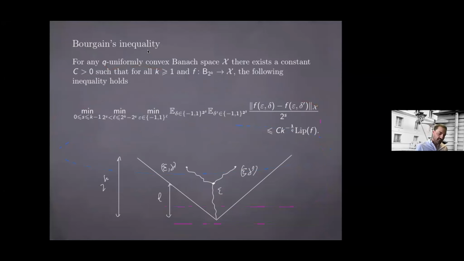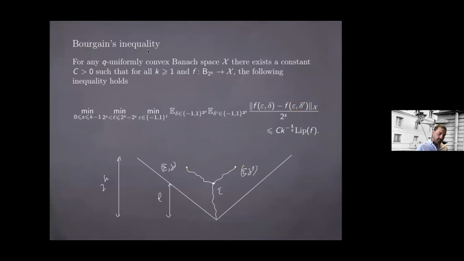So what is this inequality about? You look at the binary tree of height 2^K, and you look at a map of this tree into X. You take these minimums here, and then two averages here. So what this inequality tells you is the following thing. You have these two vertices in your tree, the vertices epsilon delta and epsilon delta prime, which are here.